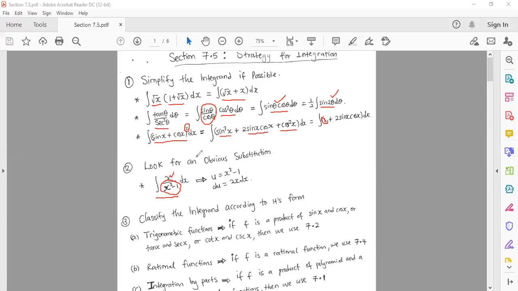And then once you've checked for 1 and 2, the next thing is for you to classify in terms of its form. All right. So we start with a trig function. How would you know if you need to do a trigonometric integral? Obviously, if you see a product of sine and cos, we've seen that before, where we check the powers of sine and cos, which one has the odd power, which one the even power, and so on. And if you see a product of tan and sec, or if you see stuff like cot and cosec, you know you're dealing with section 7.2.